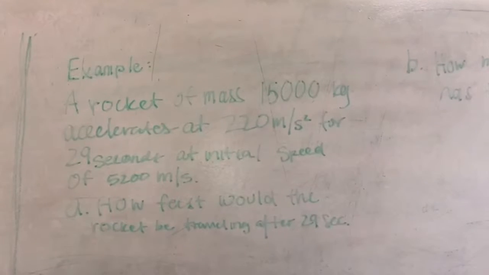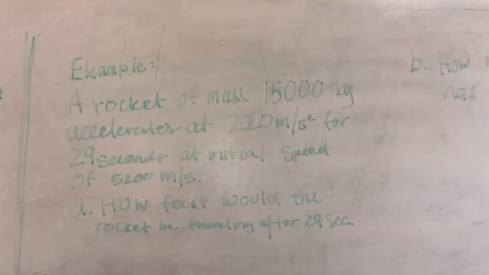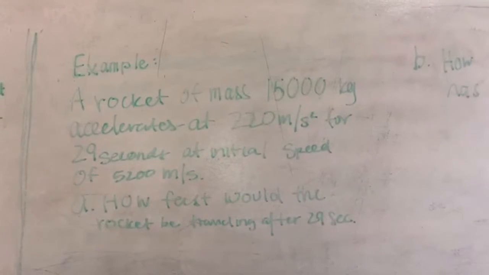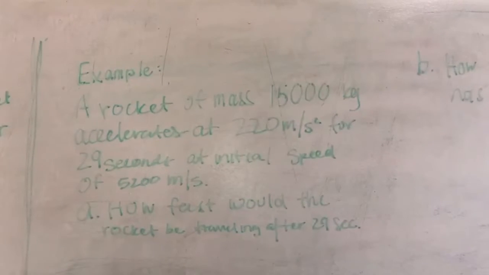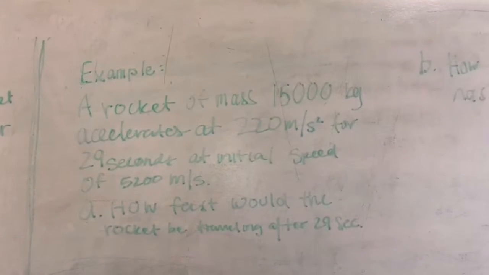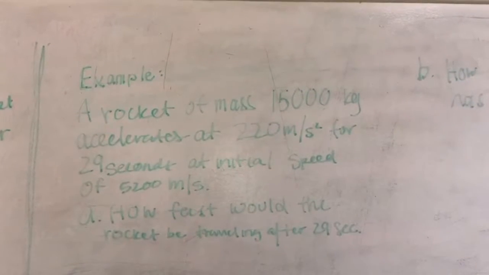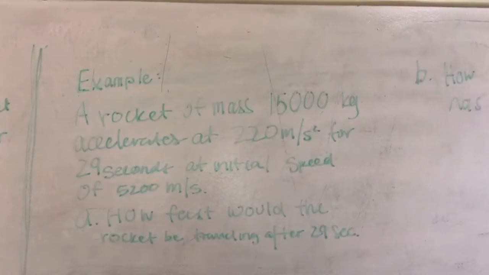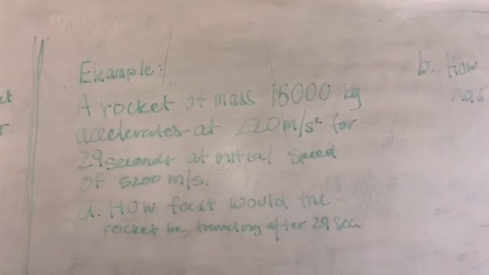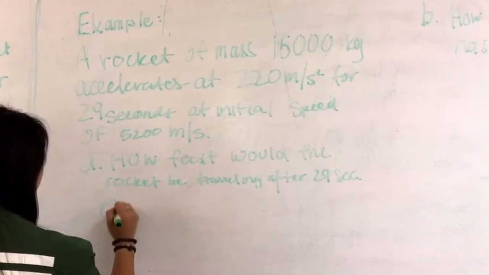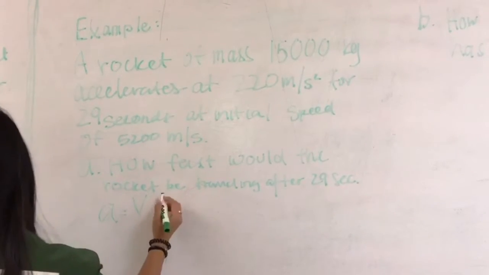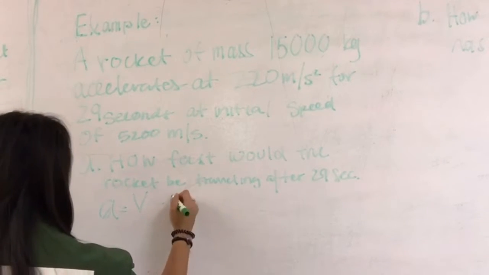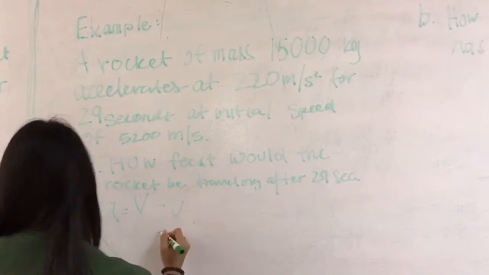A rocket of mass 15,000 kilograms accelerates at 220 meters per second squared for 29 seconds, with an initial speed of 5,200 meters per second. You're trying to solve for velocity, so how fast would the rocket be traveling after 29 seconds? So we're going to use an equation where acceleration equals velocity minus initial speed, all over time.